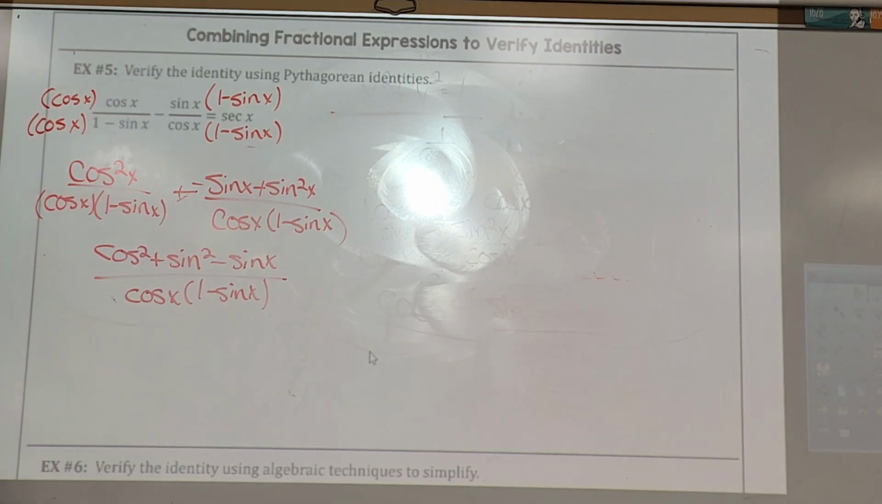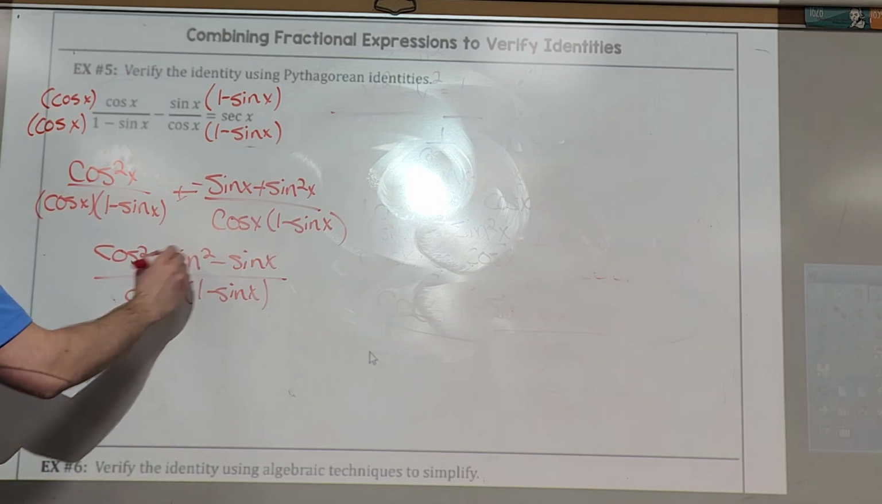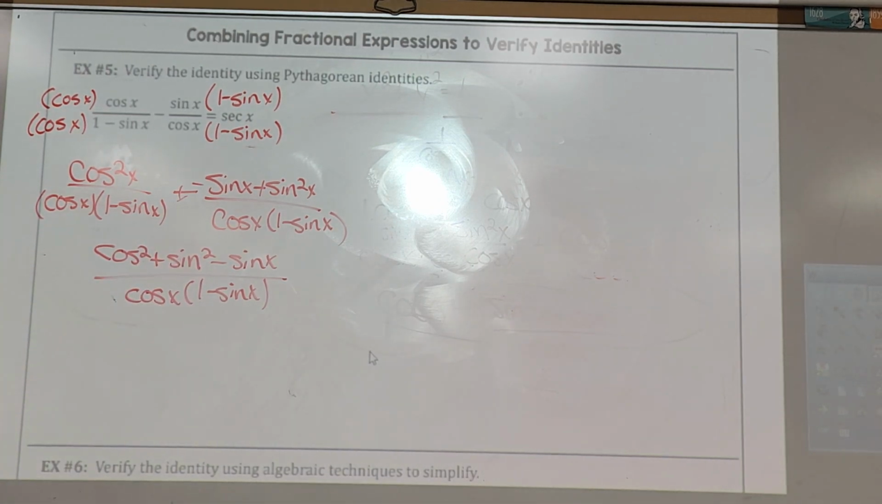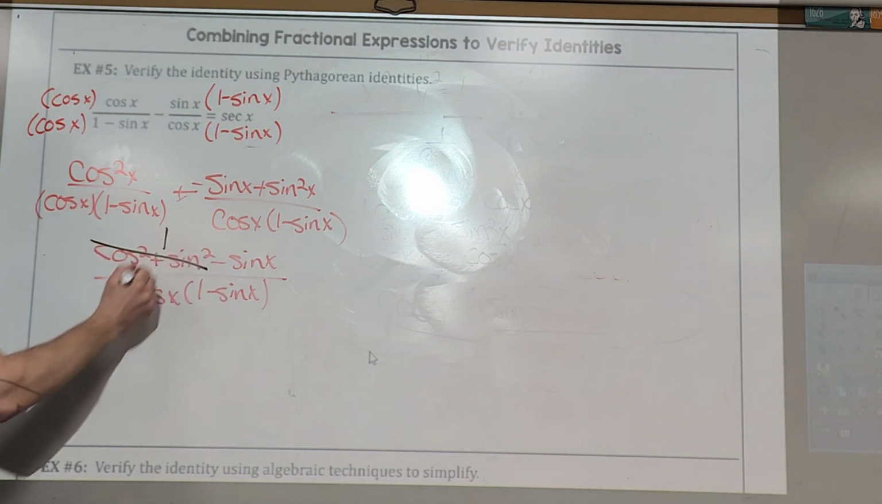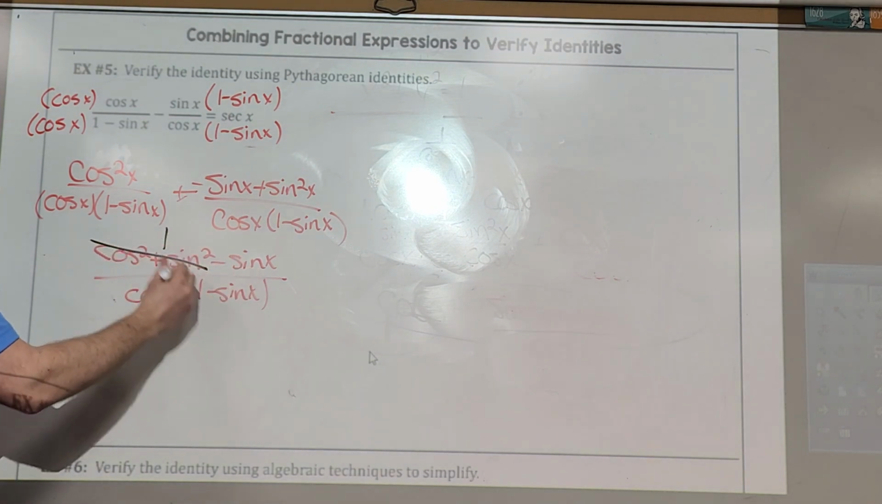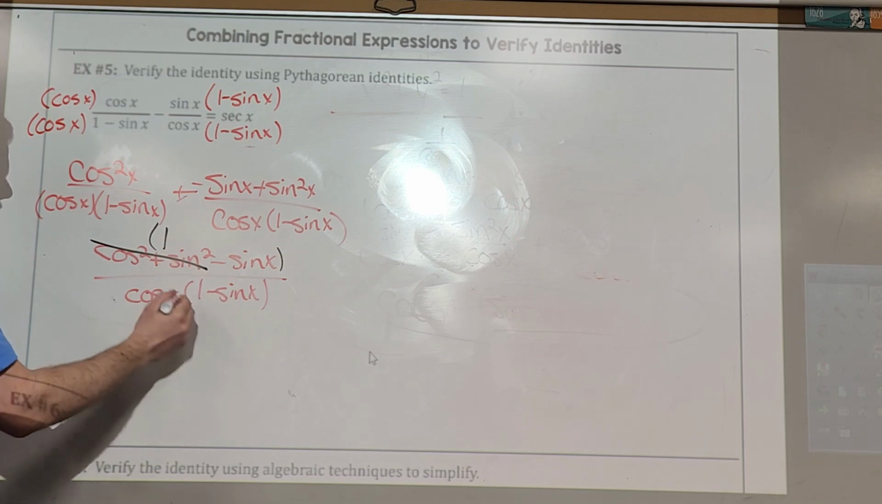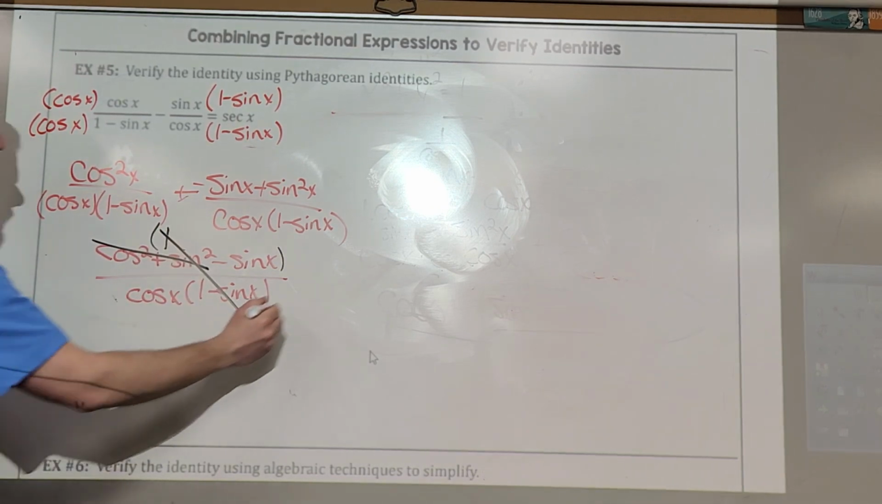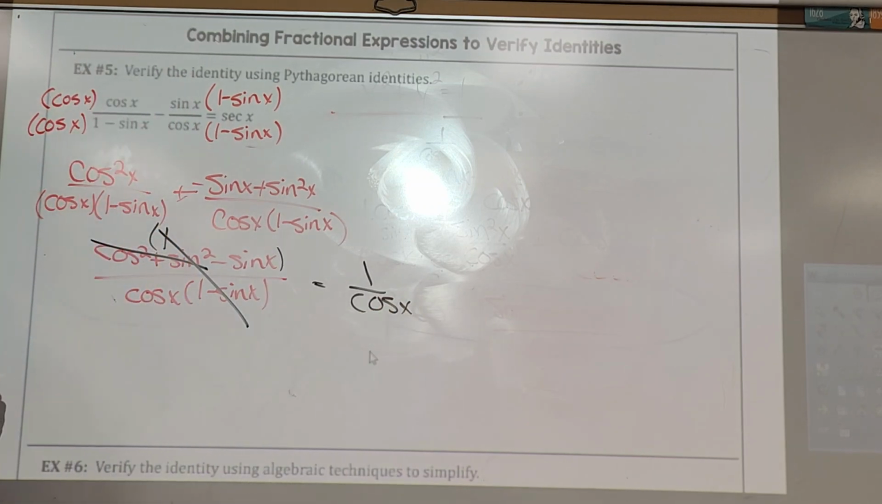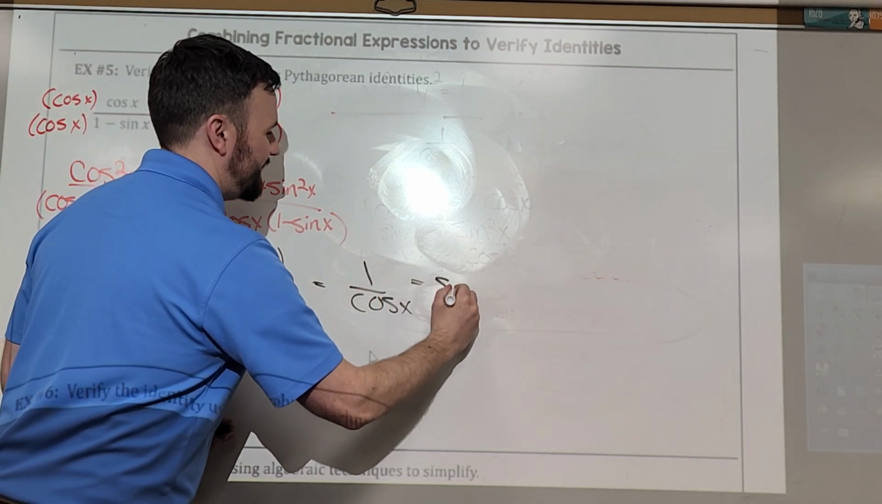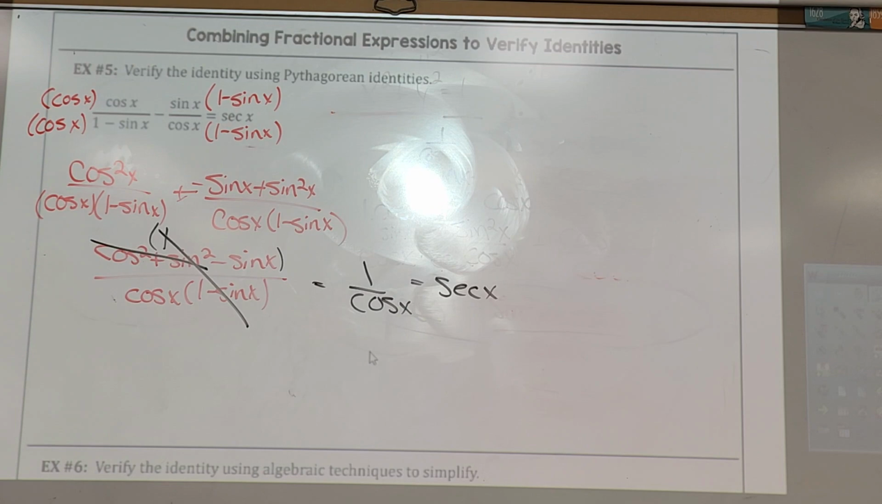What's cosine squared plus sine squared? So that's 1, right? I have 1 minus sine of x on the top. What happens? What am I left with? What's 1 over cosine? Sorry, I did that one really fast. But I did it. You should pick a different color.